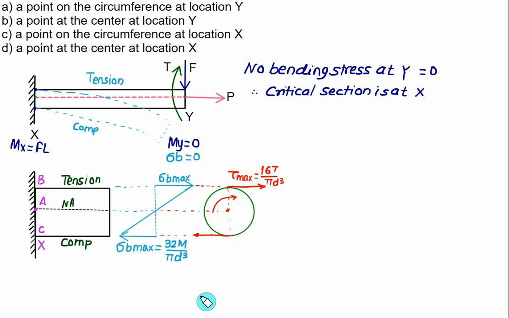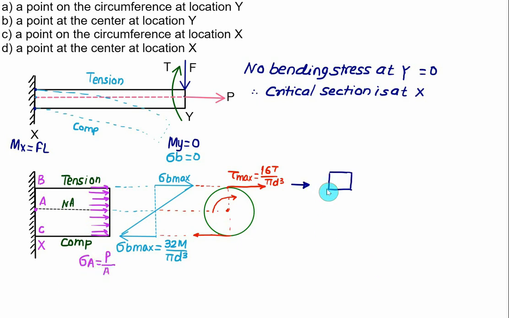And one more stress we will show is the normal stress. This normal stress is uniform over the entire section, so its magnitude remains the same everywhere. This is the same as the axial stress produced due to the force P, and this value remains constant for all. So the axial stress produced is P divided by the circular cross-sectional area.